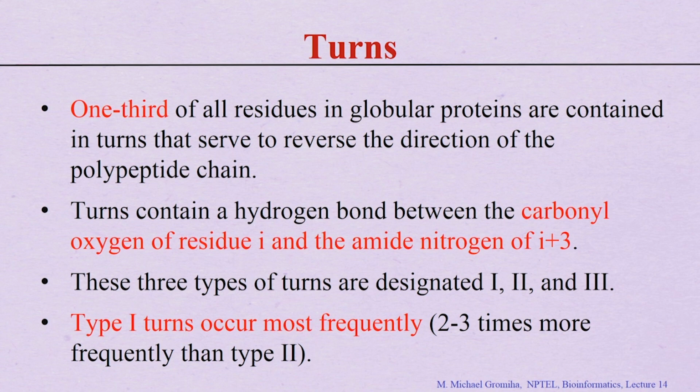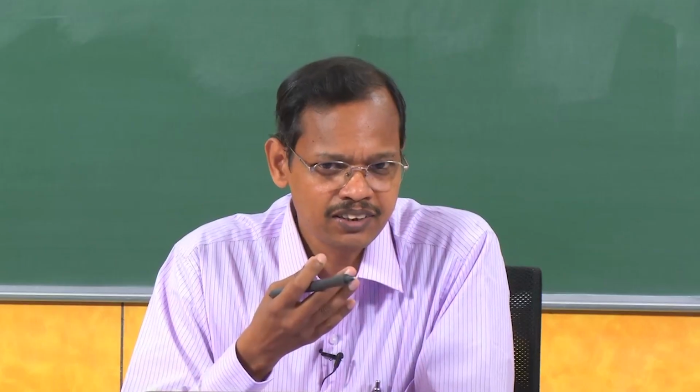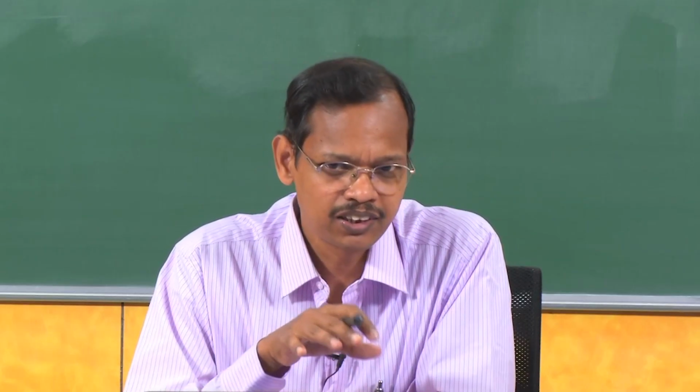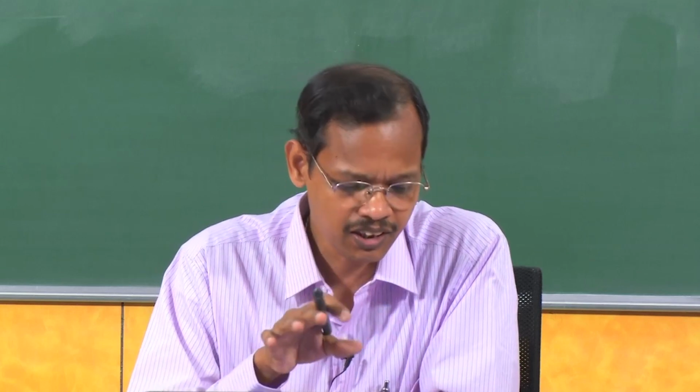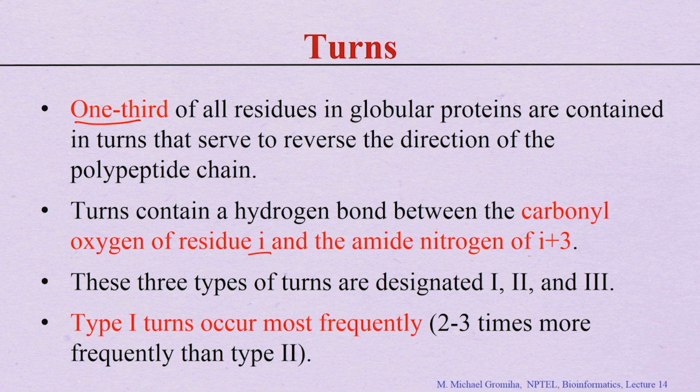Now we have other regular structures, one is the turns. One third of the residues in globular proteins are in turns, because turns reverse the direction of the polypeptide chain. So, how are turns formed? What is the major interaction? This is also a hydrogen bond, between the carbonyl oxygen and the amide nitrogen between I and I plus 3.